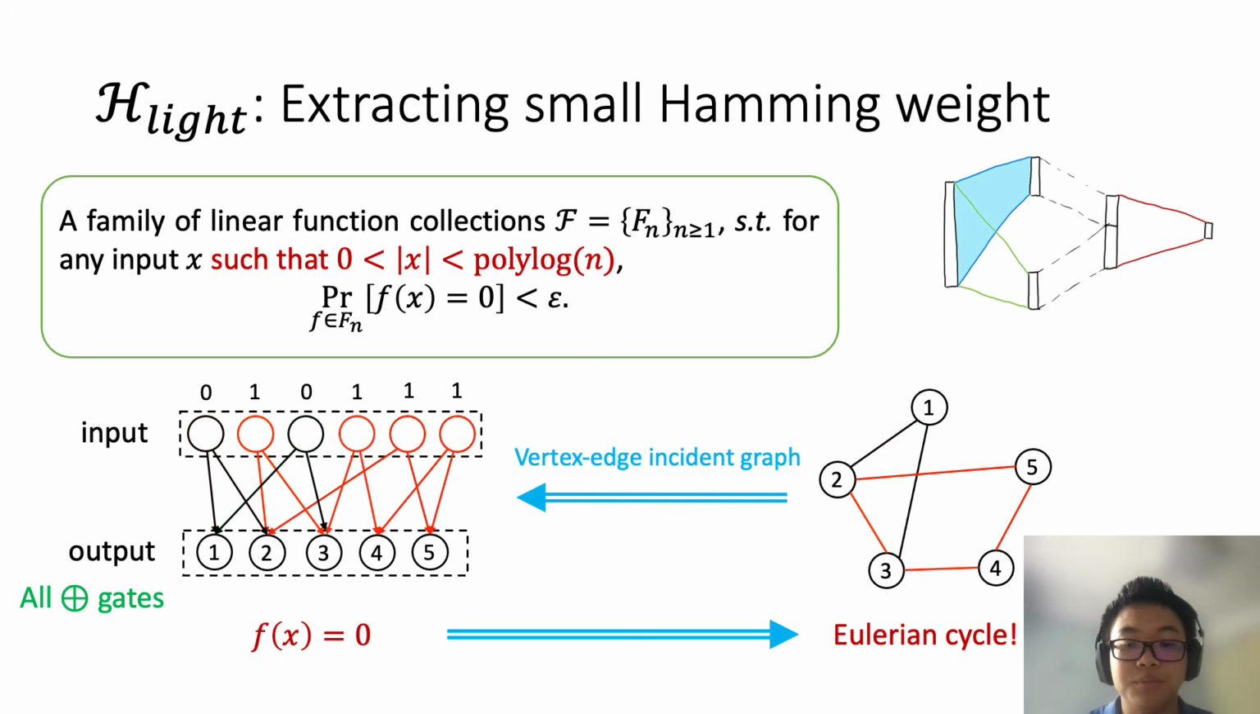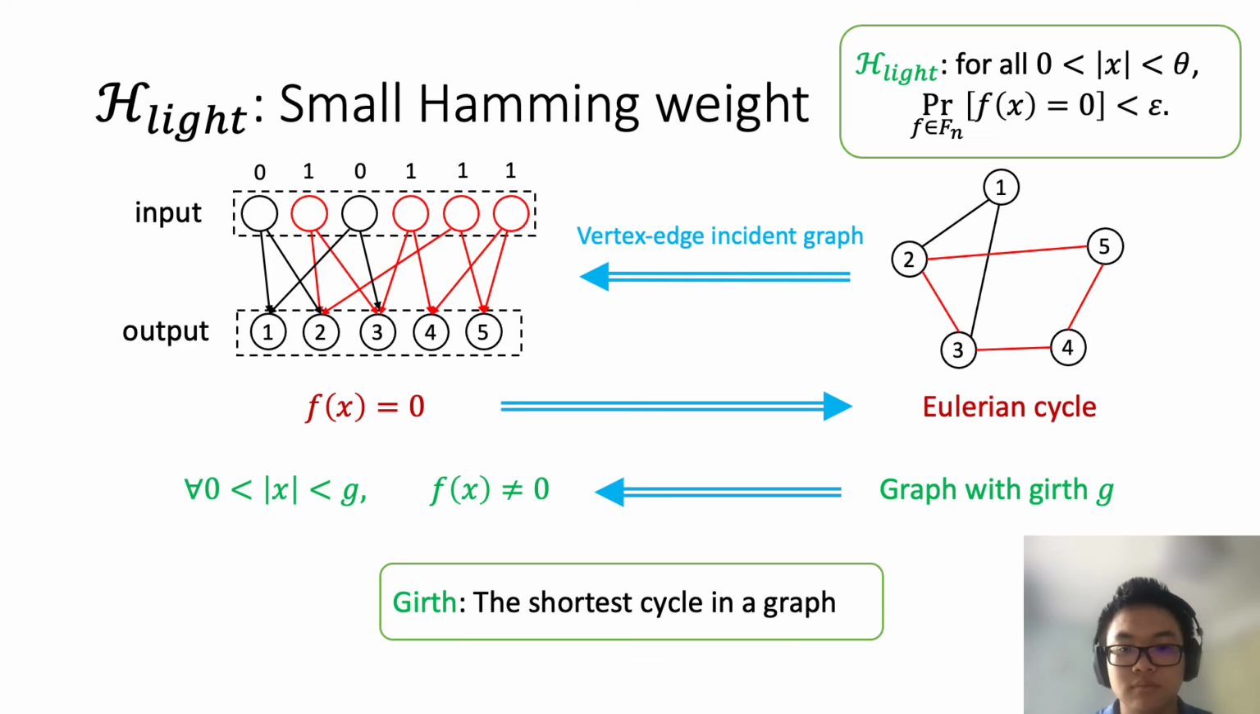And if some input x gives us f(x) equal to 0, then it means that each vertex is incident to an even number of ones in the input. What does this mean? It means that it gives us an Eulerian cycle.